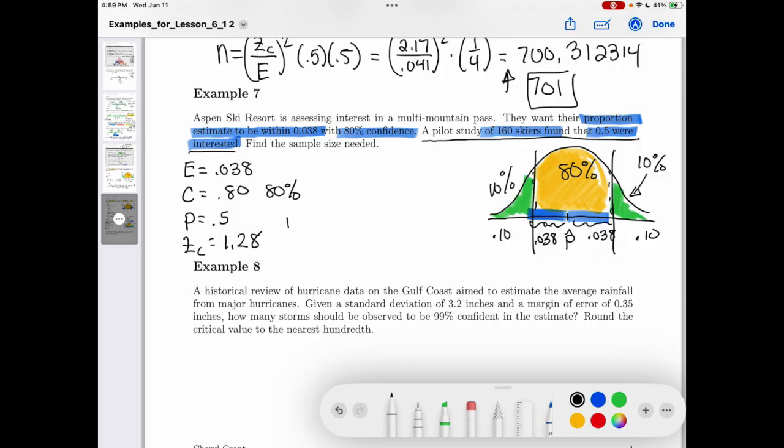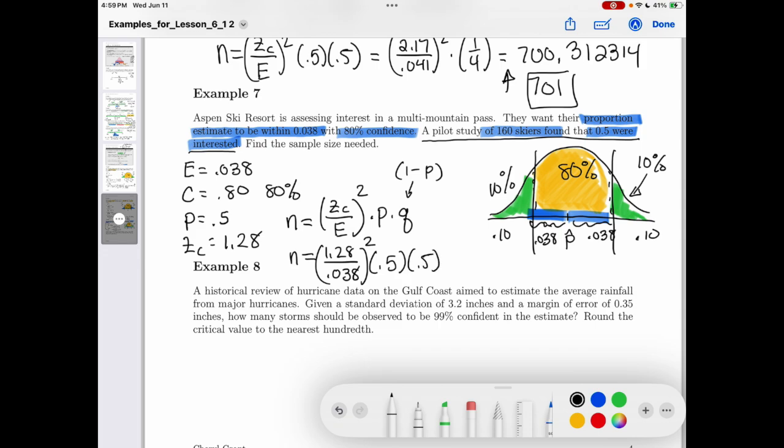When we're dealing with the proportion, our formula is z critical over e, squared, times p times q, or you can write the q as the complement of p, which is 1 minus p. Either way, it's the same thing. So my critical value is 1.28. I divide by my error, which is 0.038. I square that, and then I multiply by 0.5, and then 0.5 again because q is the complement.